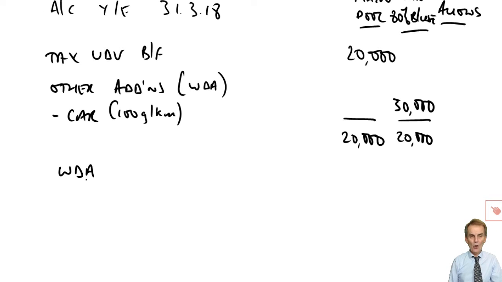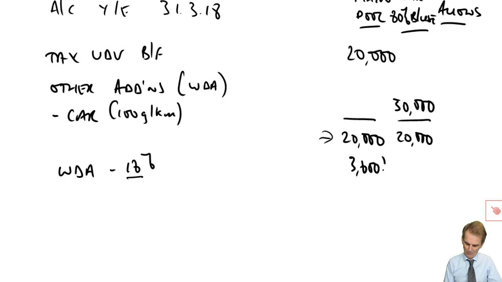Now, on our main pool, what can we have? 18% will be available on the main pool, as ever, per annum on a reducing balance basis. 20,000 at 18%, 2 times 1,800 is what? £3,600. And that 3,600 would transfer across, of course, into our allowances column.